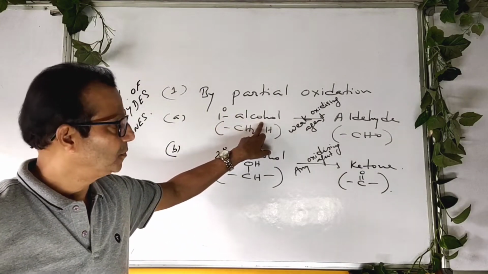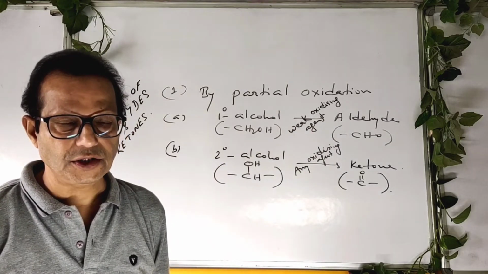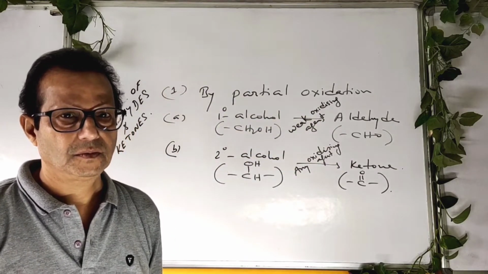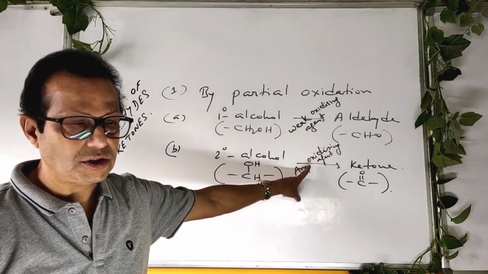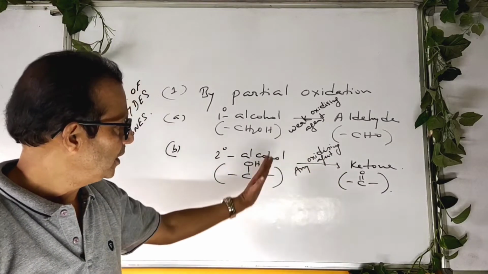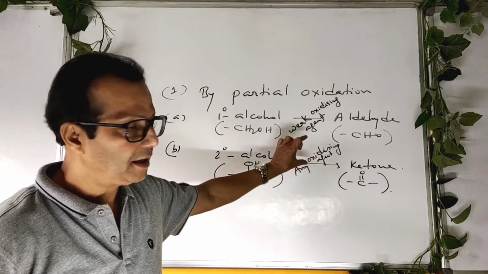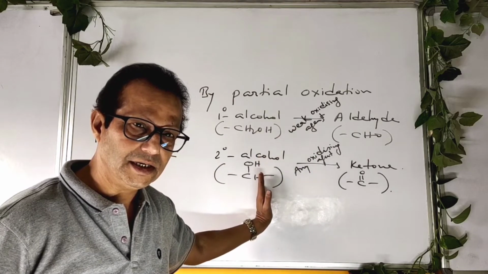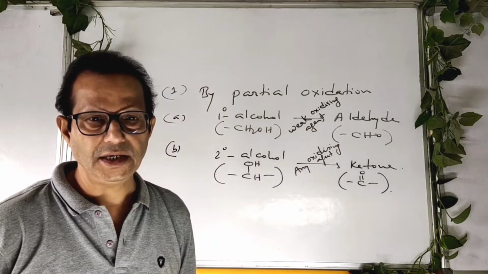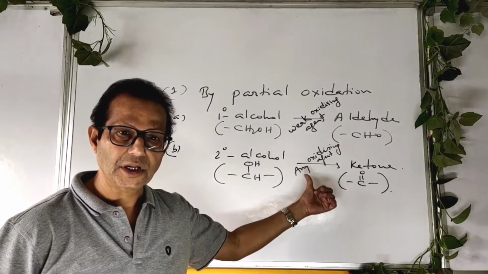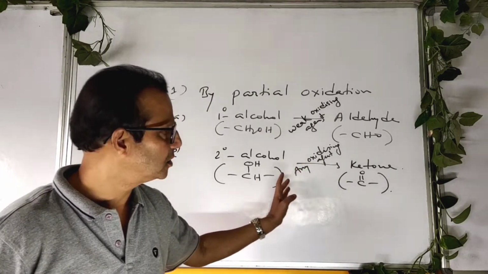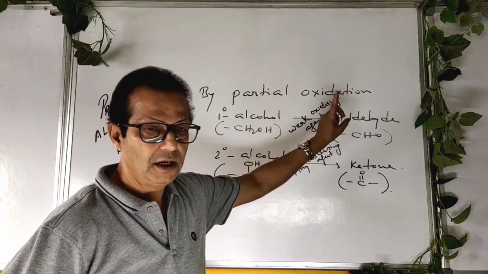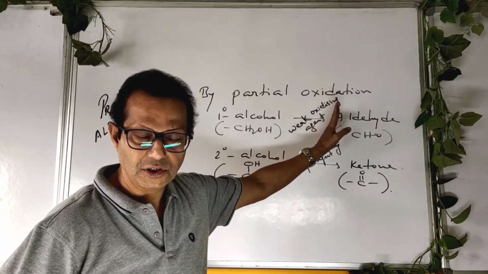Primary alcohol on partial oxidation in presence of a weak oxidizing agent gives aldehyde. Secondary alcohol on oxidation gives ketone. In this case, you need not add any mild oxidizing agent. A mild oxidizing agent can be used, but other oxidizing agents such as potassium permanganate and potassium dichromate can also be used, because ketone does not undergo further oxidation, but aldehyde undergoes oxidation to carboxylic acid.